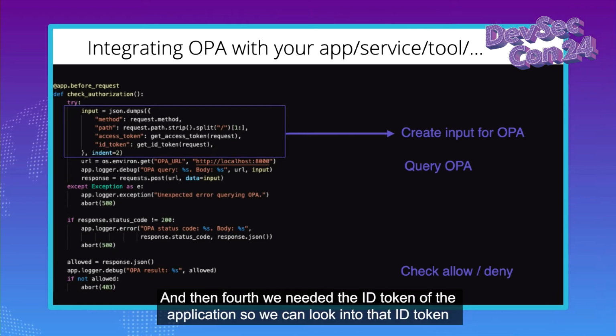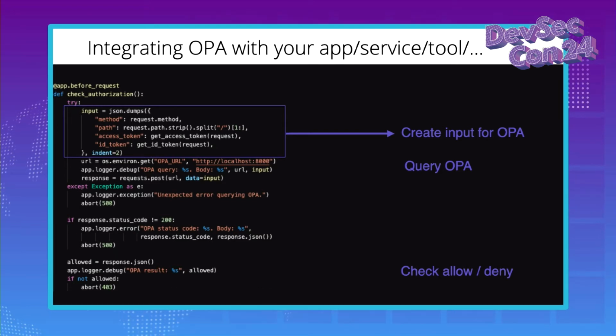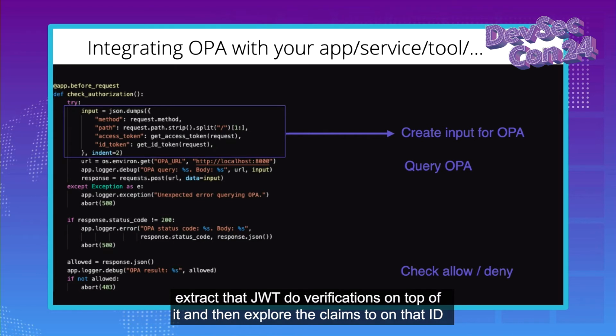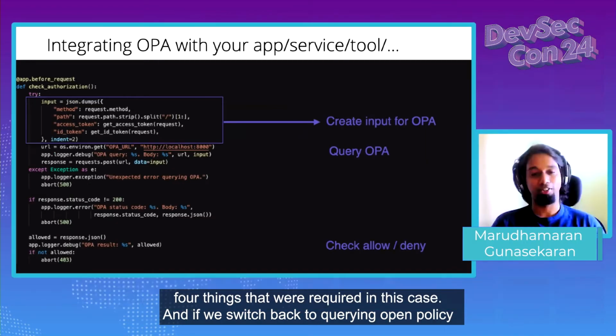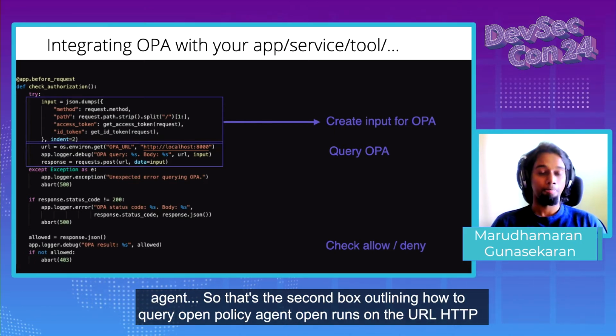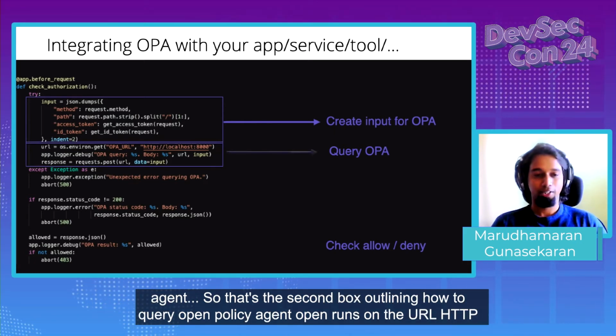And then fourth, we needed the ID token of the application so we can look into that ID token, extract that JWT, do verifications on top of it, and then explore the claims on that ID token to get the name of that user and to get the roles that the user belongs to. So those are the 4 things that were required in this case. And if we switch back to querying Open Policy Agent, that's the second box.